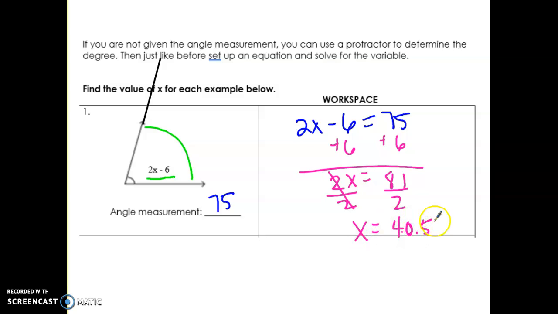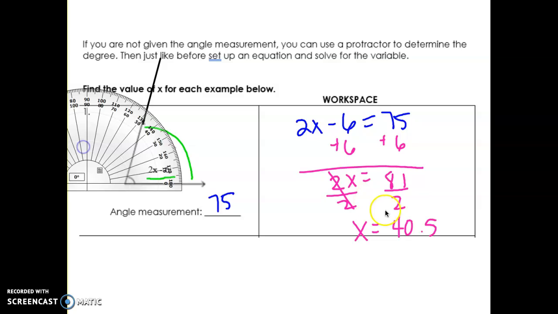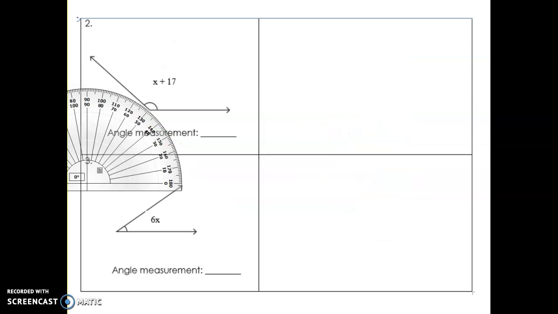And again, decimals are okay, guys. It looks like there's a million decimals in this problem here, but your answer is 40.5. And there is some degree of error when you're measuring with a protractor. So again, you may find that you get a little bit of decimals here and there, and that's okay. Two more examples to complete with you.